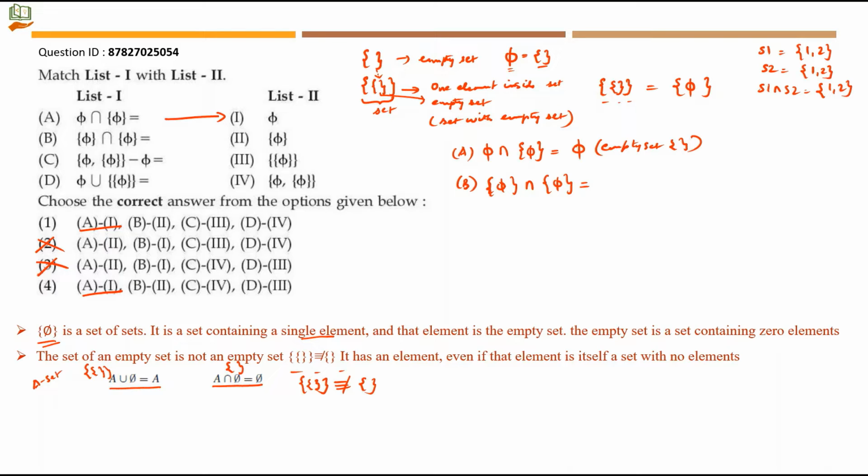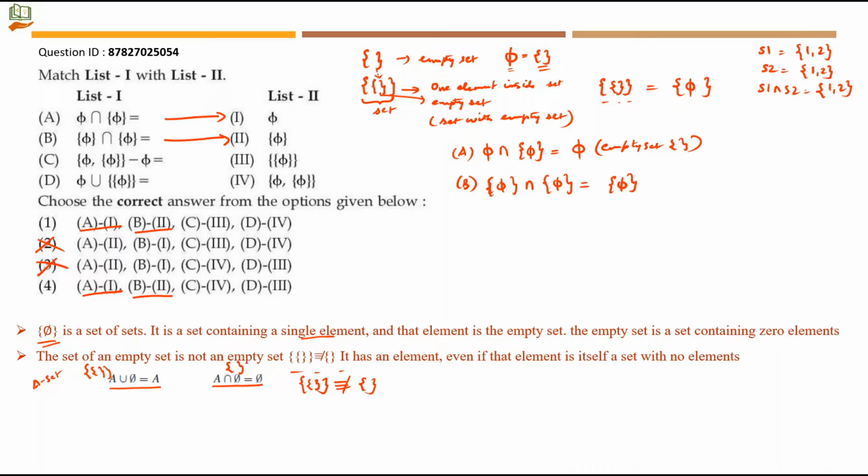What I am trying to tell you is when you have a set with empty set on both the sides, the intersection will also give you the same thing. This is also a set with an empty set. B is also mapping directly to option 2.